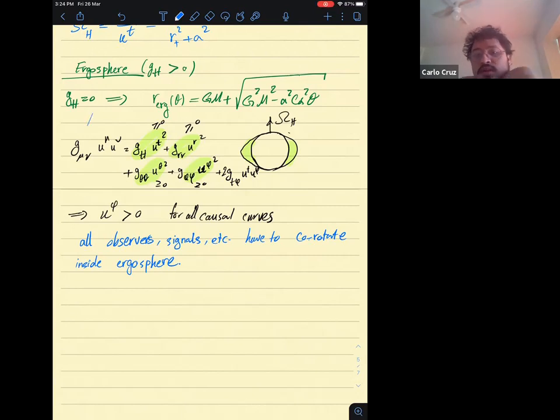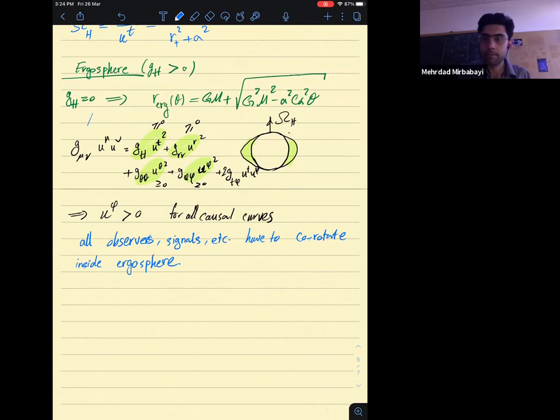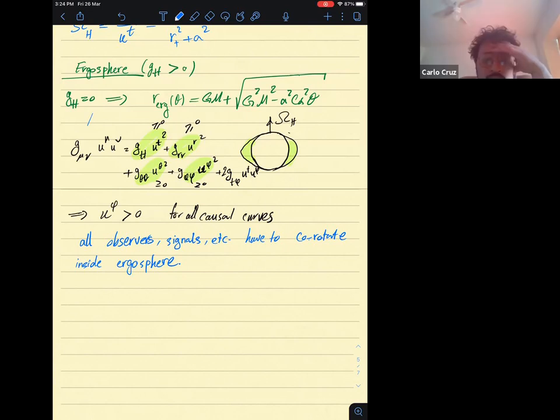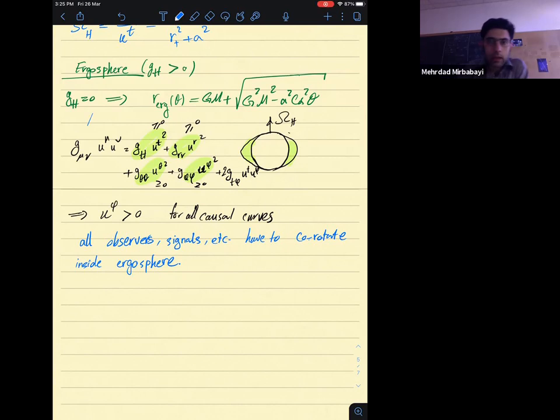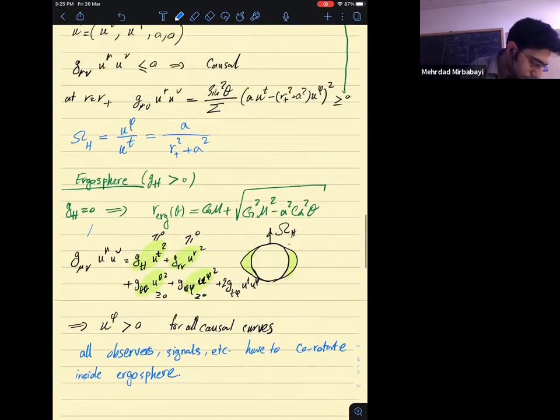Professor, sorry, one question. Yeah? When you put GTT equals to 0, you find two solutions for the radius, no? One with the radius of the ergosphere with a plus, and the other with the minus the square root, no? Let's see.